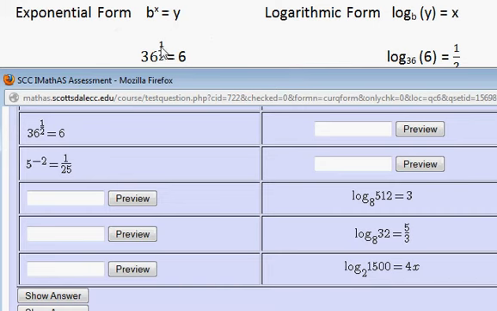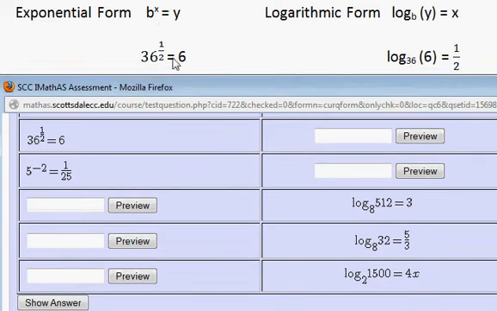So our problem, 36 to the 1/2 equals 6. The 36 is the base. It gets dropped down as a subscript, so it's going to be log base 36. The exponent, x, of a half gets moved over to the right side of the equal sign like this. And then y was 6 in this case. That becomes my input into the logarithm.